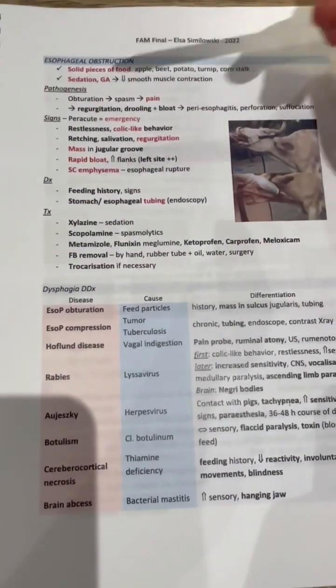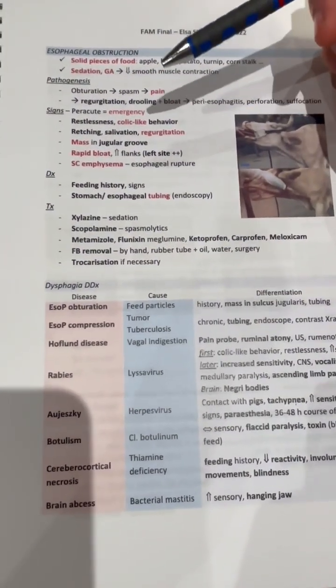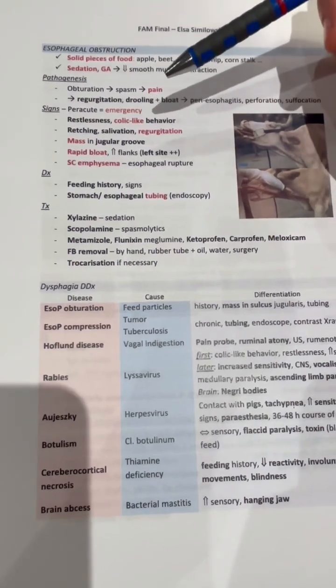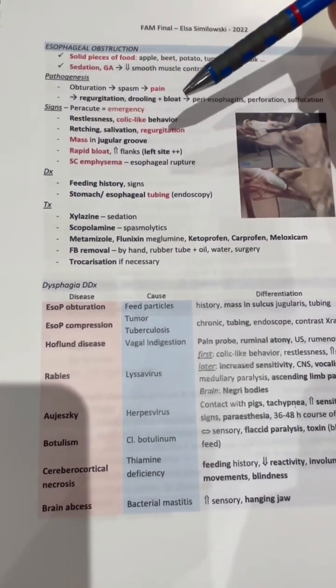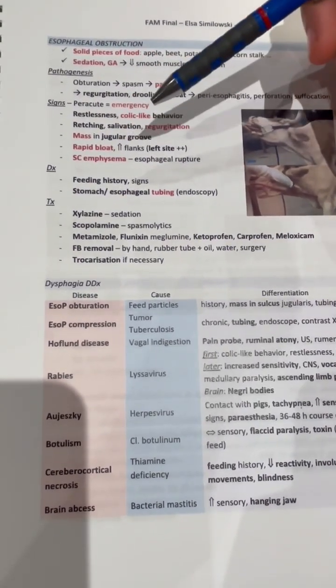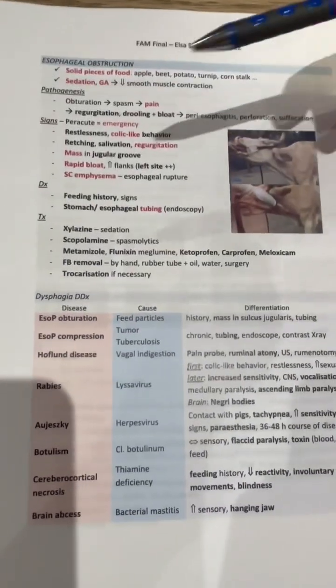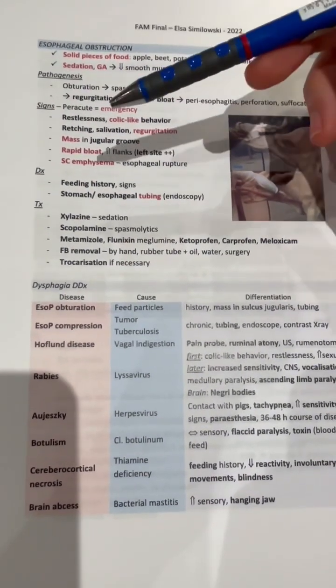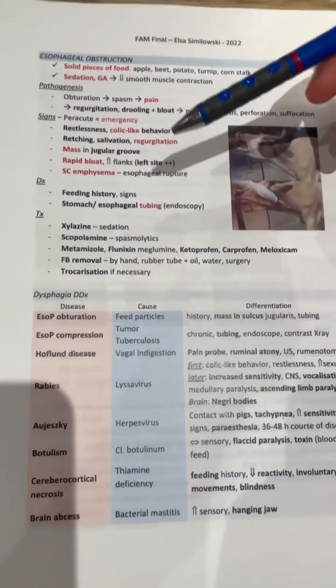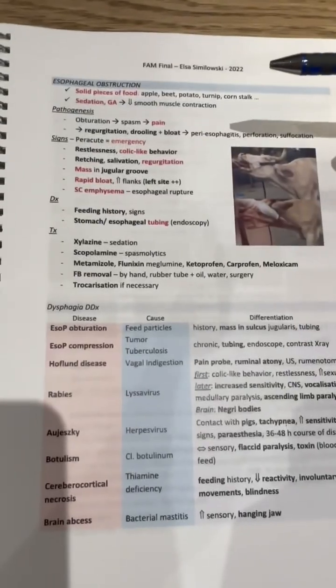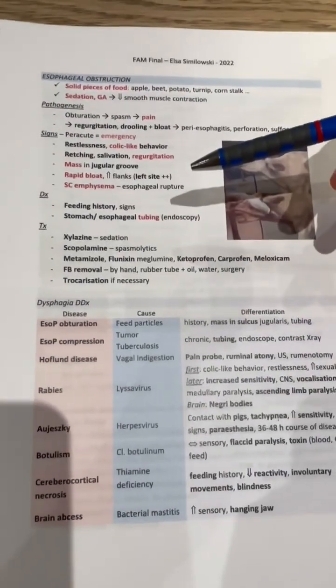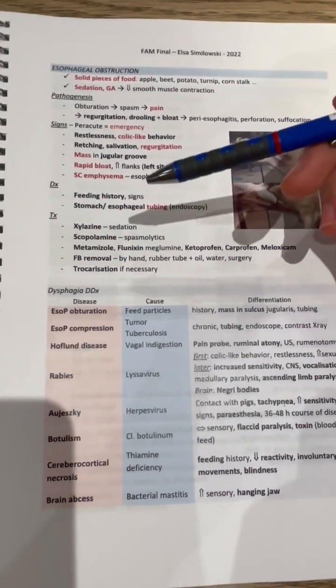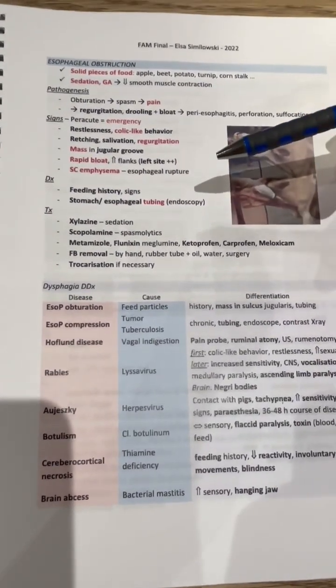For the signs, it can be peracute. It's an emergency. The animals will have restlessness, colic-like behavior, retching, salivation, regurgitation, and a mass in the jugular groove. You'll be able to see rapid bloat on the left side and subcutaneous emphysema in the case of an esophageal rupture. For the diagnosis, look at the feeding history and the signs. You can also do stomach or esophageal tubing and endoscopy.